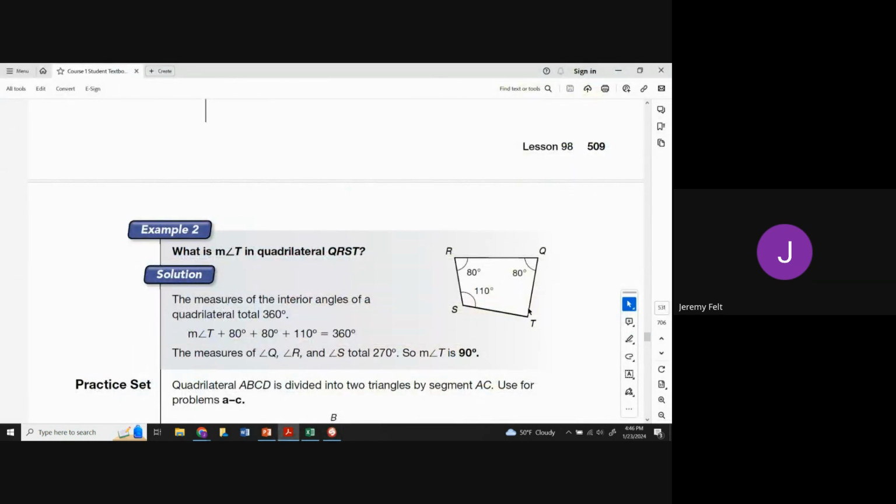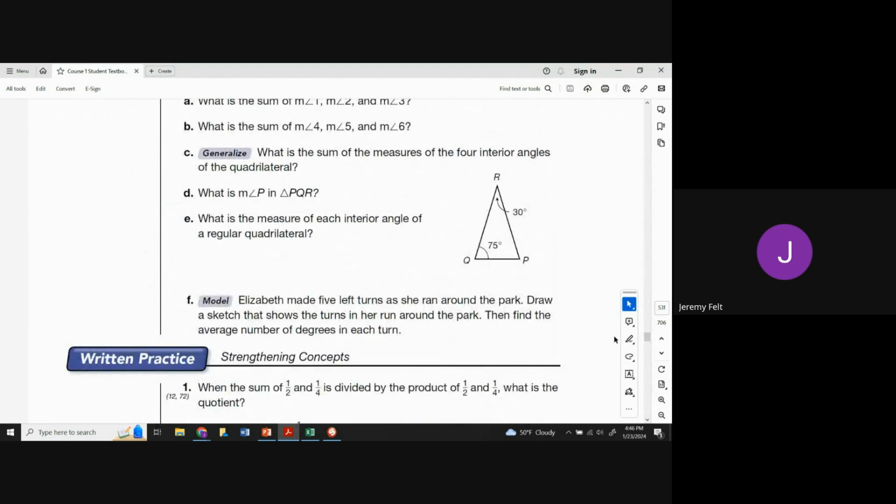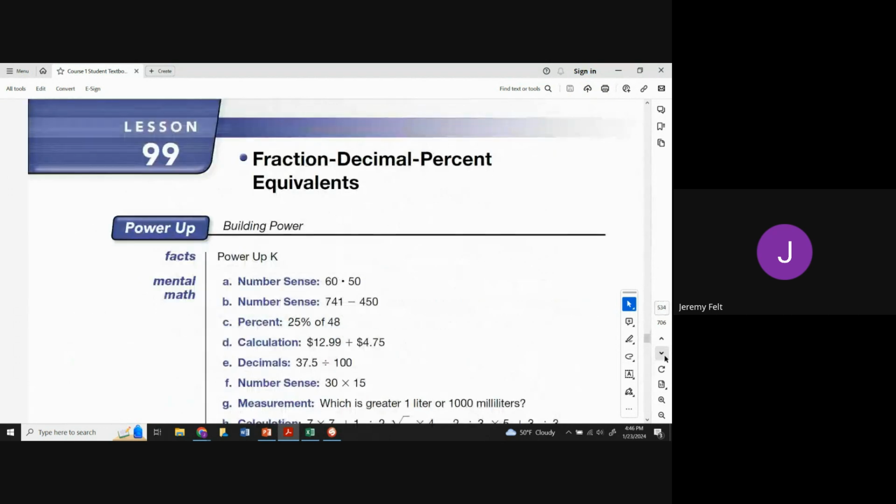And that doesn't really look like it's 90 degrees, at least to me it doesn't, but it would have to be mathematically. So even if it's not drawn to scale or it doesn't look like it is, we know that they always add up to 360. Right, so we'll go over that practice set together, get more practice with that.